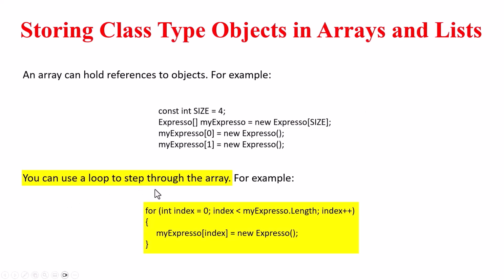You can use a loop to step through the array. For example, for integer index = 0, index < myEspresso.length, index++, myEspresso[index] = new espresso. So in other words, while we go through this loop 4 times, we're going to be able to create myEspresso[0], 1, 2, and 3, each a new espresso class, and make it exist.